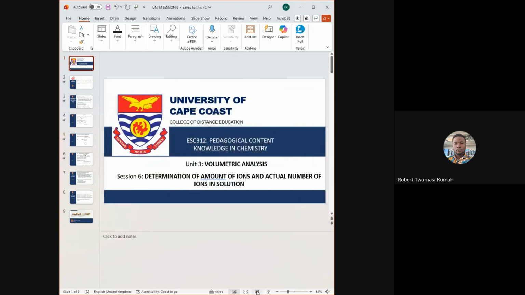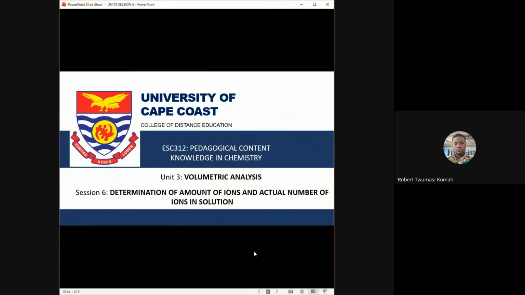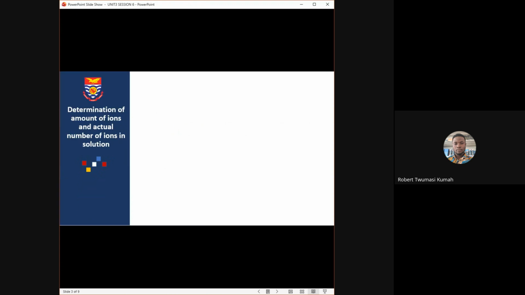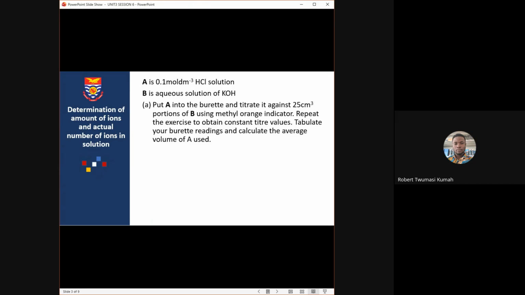Okay, so determination of amount of ions and actual number of ions in a solution. Objectives are to determine the amount of ions in solution, determine the actual number of ions in solution. And we start that with a question or a problem.